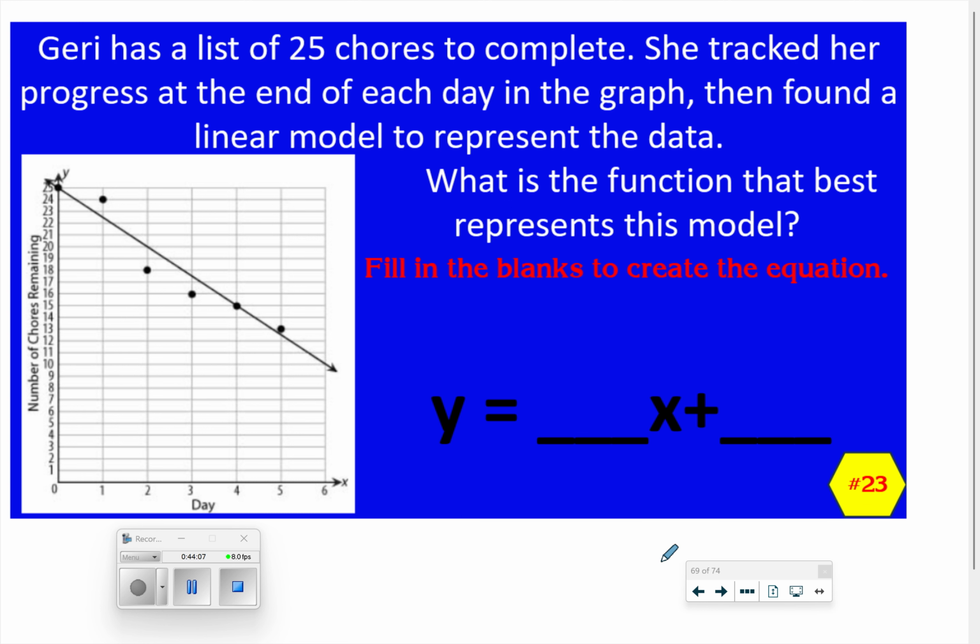Gary has a list of 25 chores to complete. She tracked her progress at the end of each day in the graph, then found a linear model to represent the data. What is the function that best represents this model? So here, they've got the graph, right? It's drawn a line of best fit here for these dots. And you just have to write the initial value and the change.